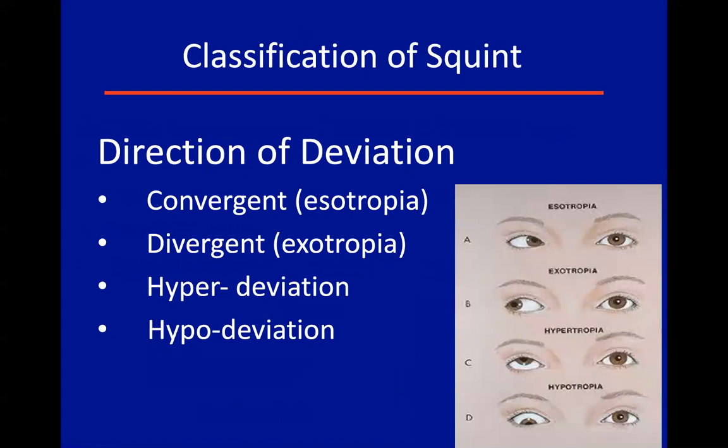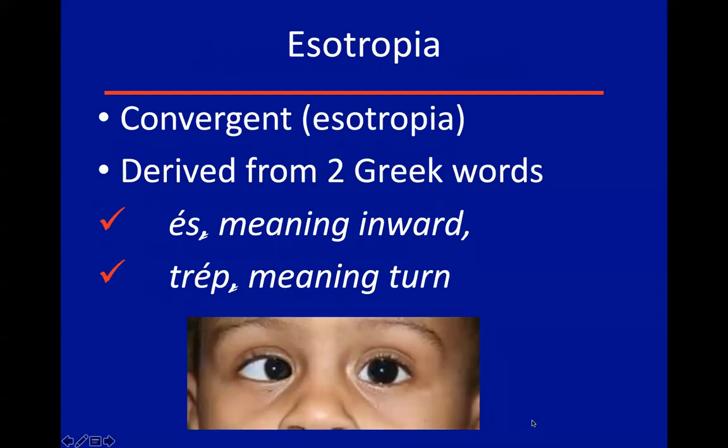So what's our classification of the squint? You can either have the eyes coming in, so we call it esotropia, or the eyes going out. The eye is in, esotropia. The eye is out, exotropia. The eye is up, hypertropia. The eye is down, hypotropia.